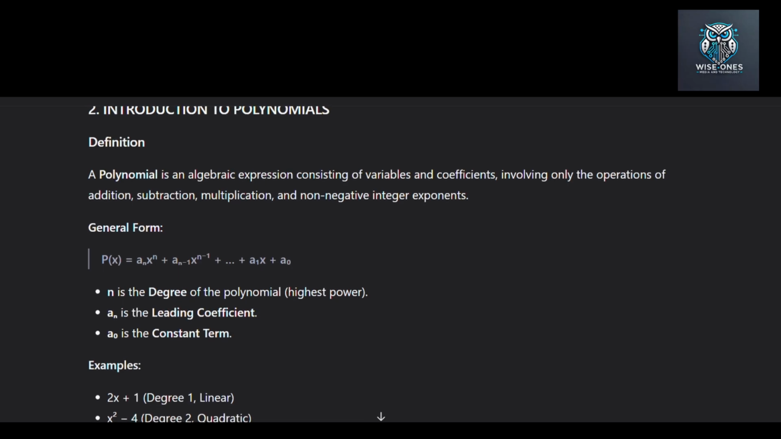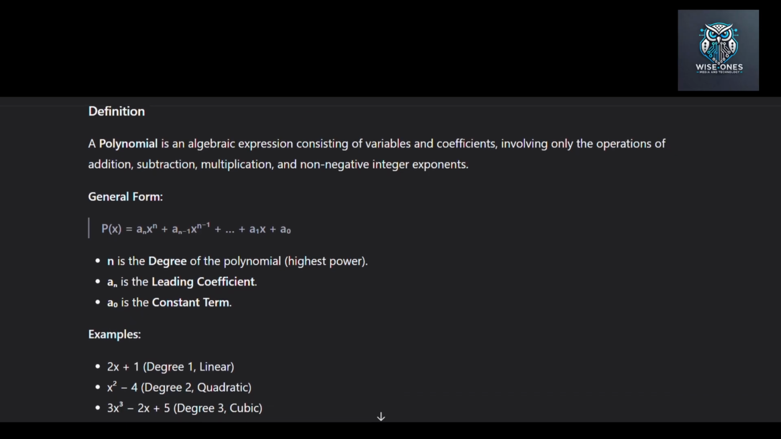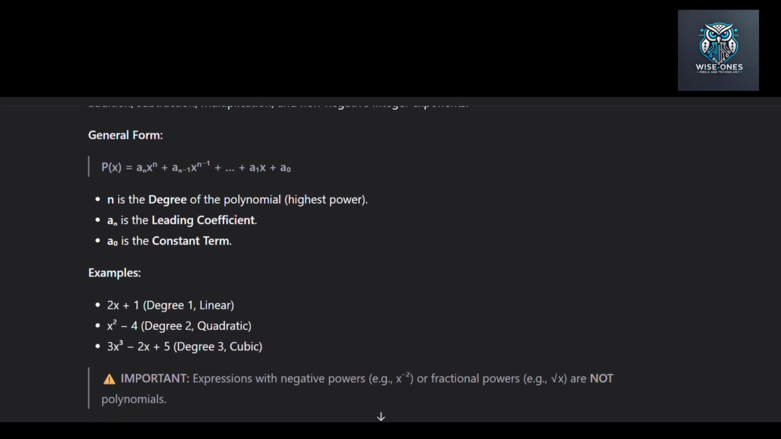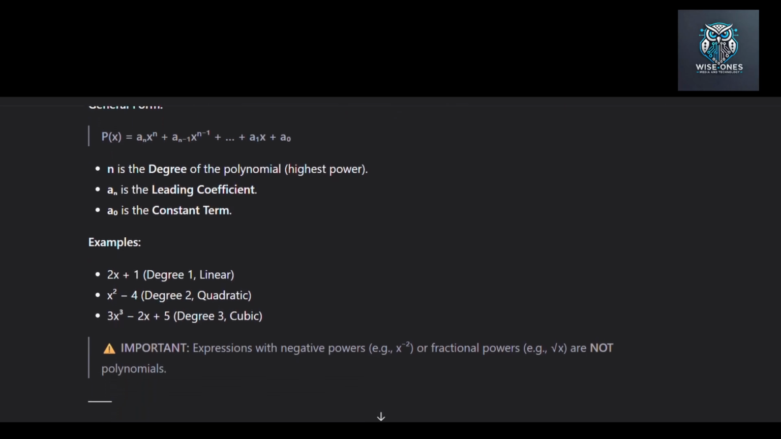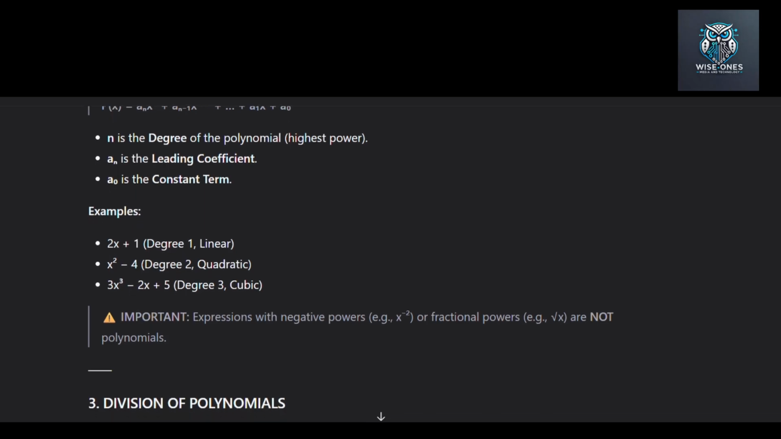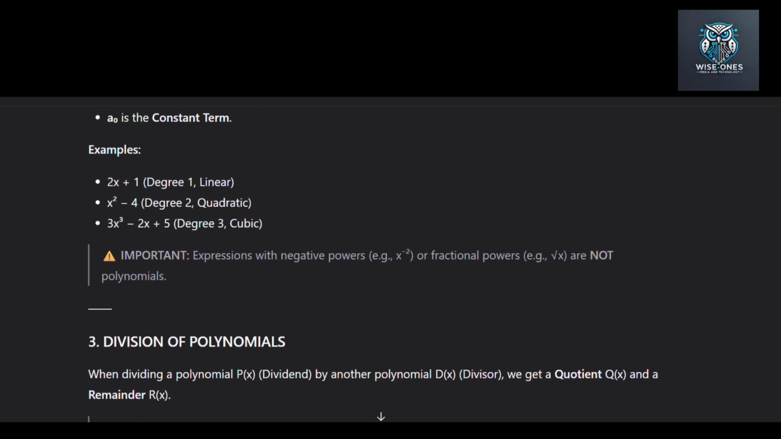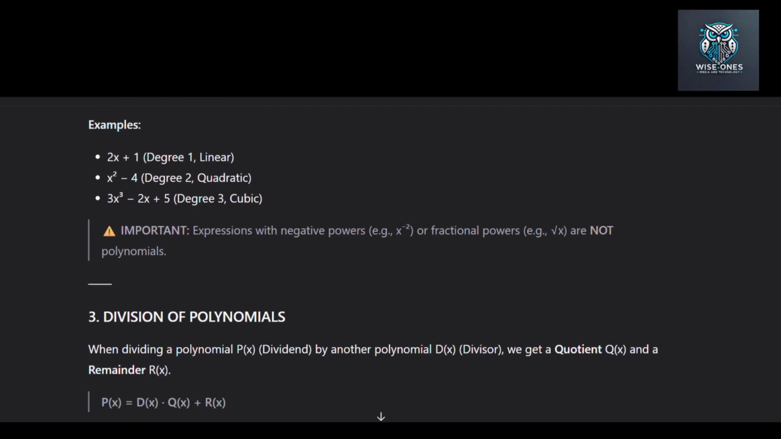Let us look at some examples. 2x plus 1. The highest power is 1, so the degree is 1. This is called linear. x squared minus 4. The highest power is 2, so the degree is 2. This is called quadratic. 3x cubed minus 2x plus 5. The highest power is 3, so the degree is 3. This is called cubic.